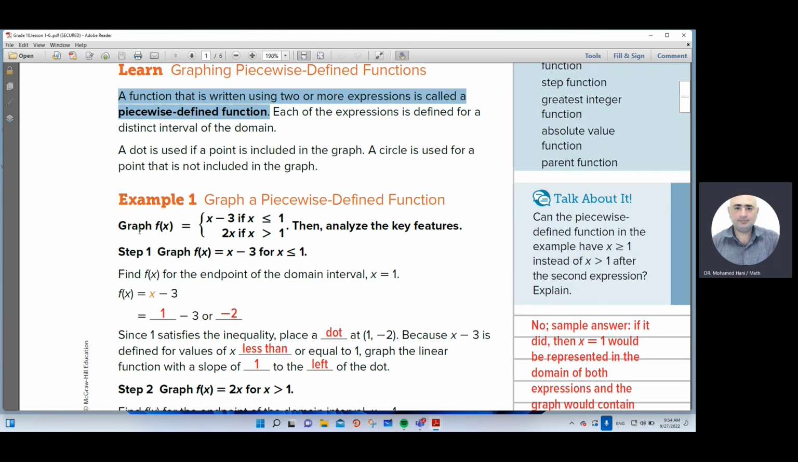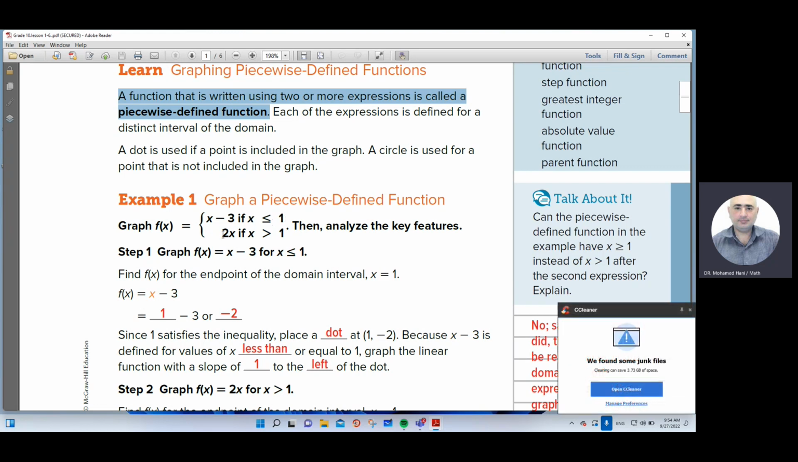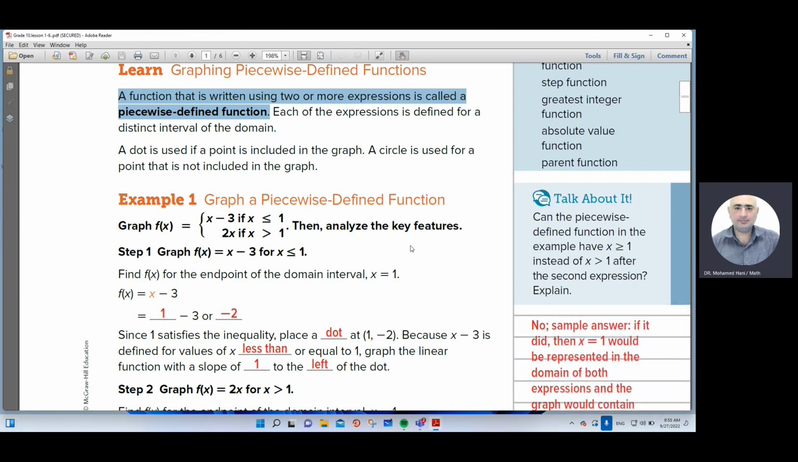Listen to this example. Graph f(x). As you see, f(x) equals x minus 3 if x is less than or equal to 1, and 2x if x is greater than 1. Then analyze the key features. Do you remember the key features? The table, the function, domain, range, decreasing, increasing, extrema, positive, negative.